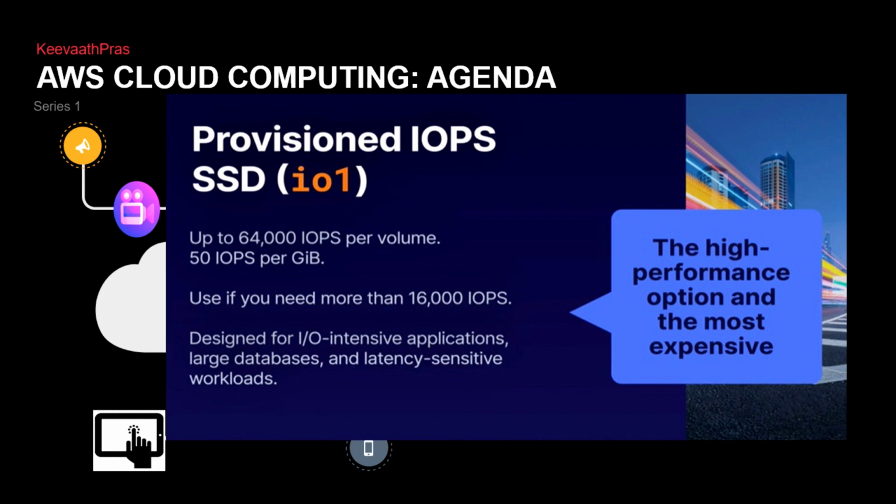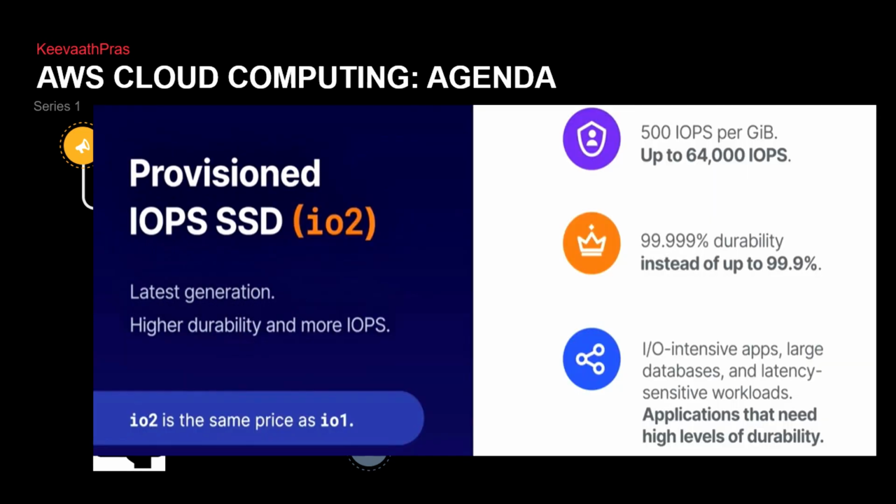Use it if you need more than 16,000 IOPS. It is designed for input intensive applications like extremely large databases and latency sensitive workloads. The high performance options are the most expensive with this IO1. So now the provisioned IOPS, which is the IO2.